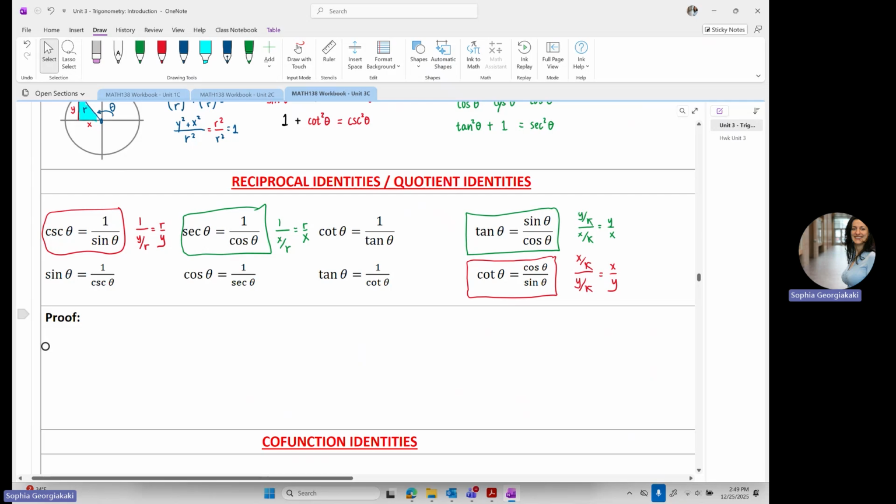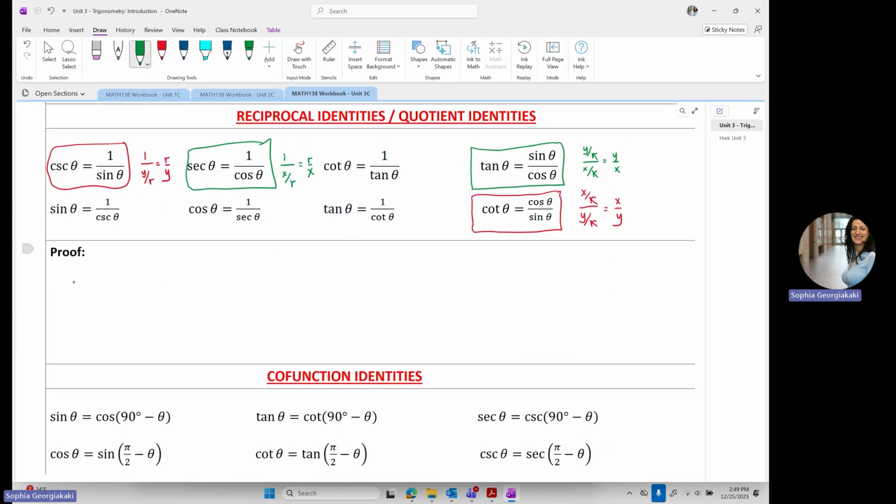So you can take any identity, let's say cosecant theta is 1 over sine theta, and solve that for the sine. So the way I'm going to do it is I will cross multiply: sine theta times cosecant theta equals 1, and then I will divide by cosecant theta, and I will get that the sine theta is the reciprocal of the cosecant theta. So I can prove in a similar manner the other reciprocal identities.